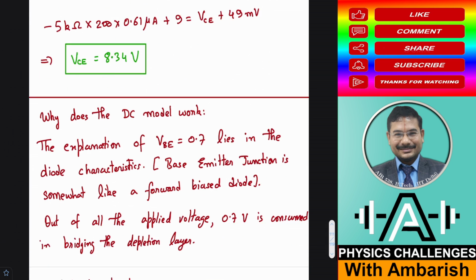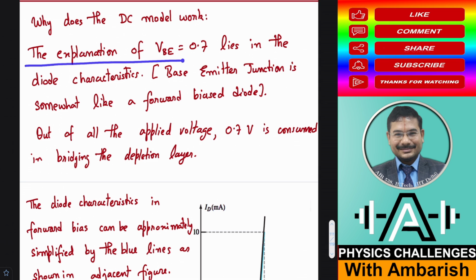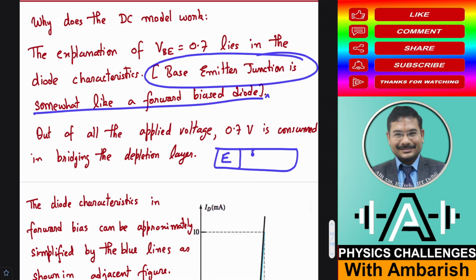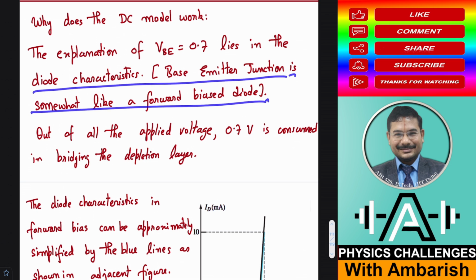Okay, so why does the DC model work? The explanation of VBE equal to 0.7 volt lies in the diode characteristics. Why? Because the base emitter junction is somewhat like a forward bias diode. You see, here you have an emitter and then you have a base, and this is N and this is P. So this is a diode-like junction, and it does bear some similarity to diodes.